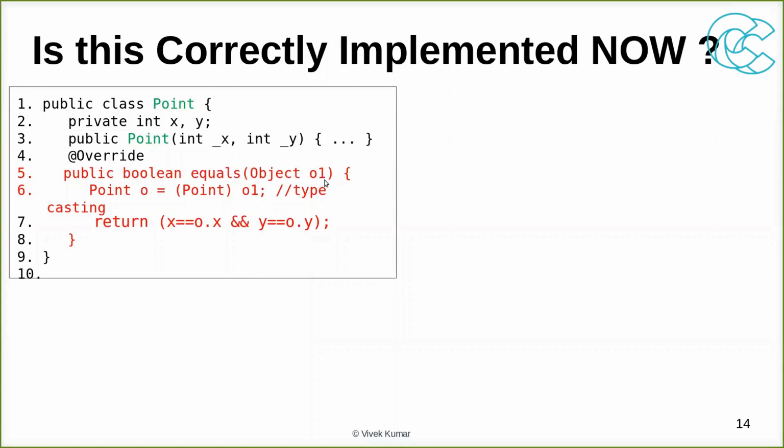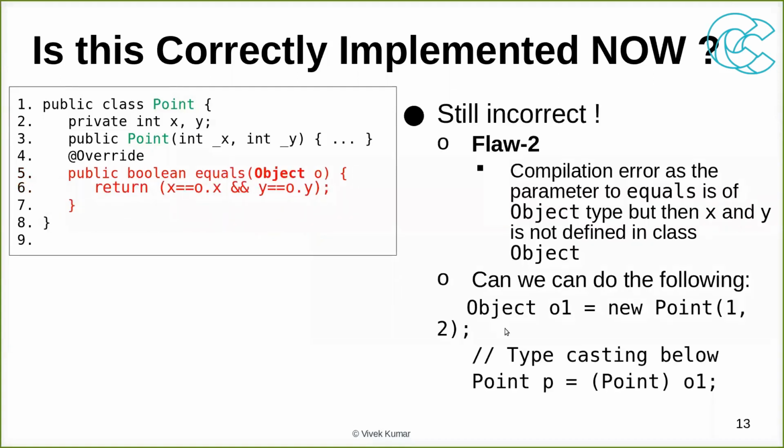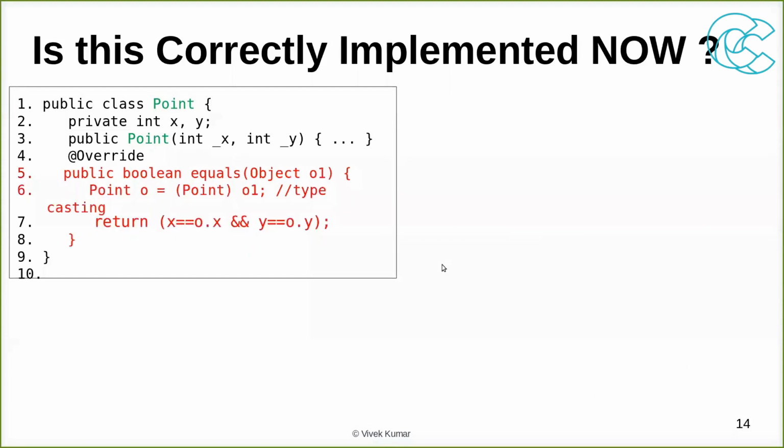So if you look at it in terms of the code, this is how it would look. The Object O1 would now be referring to a new instance of Point. Since that is the case, and by default Object is the superclass of Point, this typecasting would work, because O1 was anyway referring to the instance of Point.